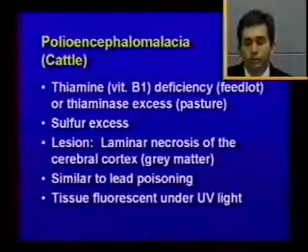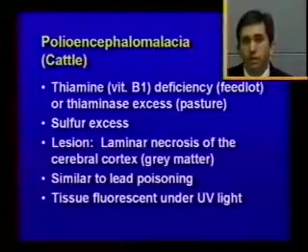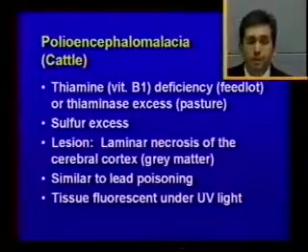In cattle that are on pasture, another mechanism of thiamine deficiency has been found, and that is the ingestion of plants that produce an enzyme known as a thiaminase. And a thiaminase would break down thiamine in the rumen, and that would reduce the amount of thiamine that was available for maintenance of the brain. And so that would be a second mechanism of polioencephalomalacia in cattle.